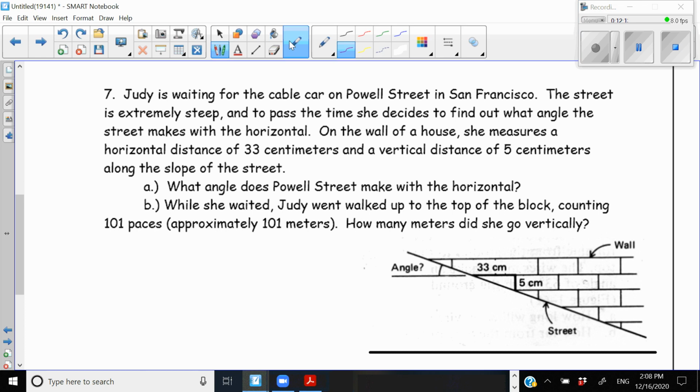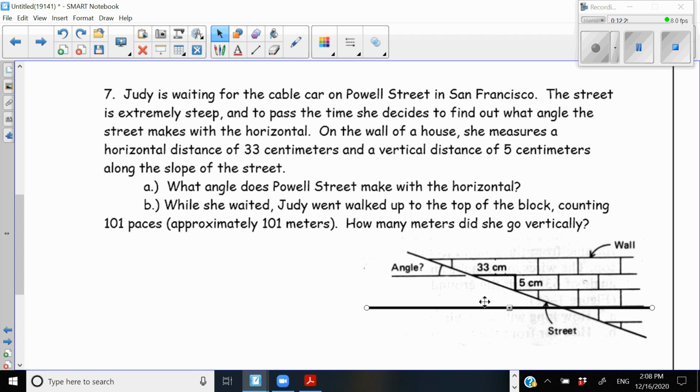So in order to solve this, I basically draw a horizontal line. And this is the street. The angle that I'm looking for is the angle that this line is making with the horizontal line. So I'm going to move this horizontal line over here because this is where she measured 33 centimeters and 5. So I'm going to move the horizontal line here. If I find this angle, that is going to be the angle that the street is making with the horizontal line.